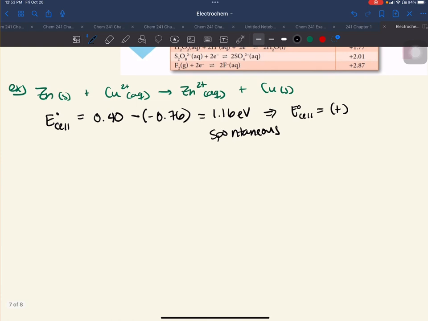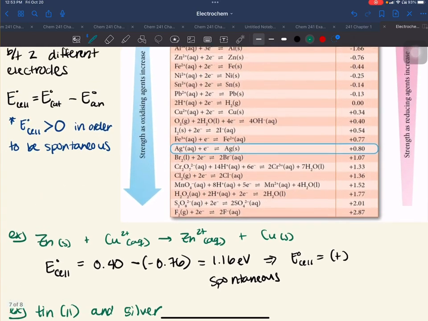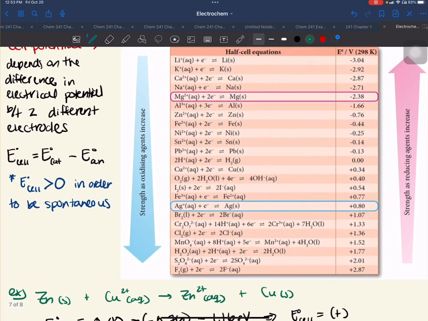Let's look at another example, because now we can use this to predict whether a process will be spontaneous or not. So let's see how we can make a spontaneous process out of tin 2 and silver. So the first thing I want to do is look up what the cell potential for tin and silver are. So tin I have right here, negative 0.14, and then silver I have down here, positive 0.80.